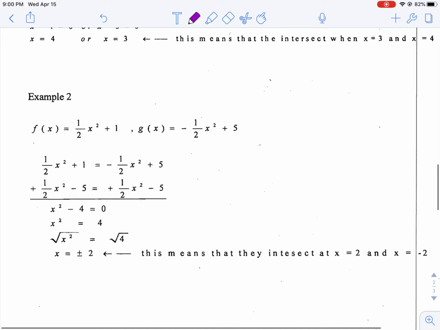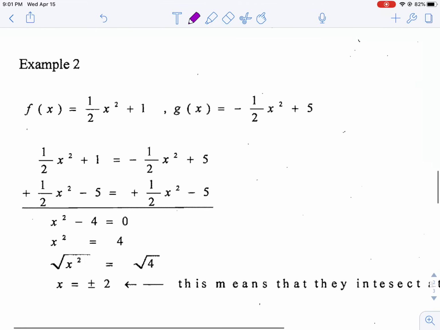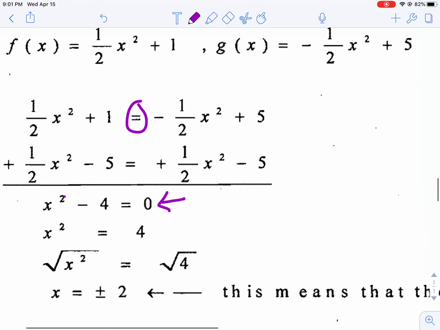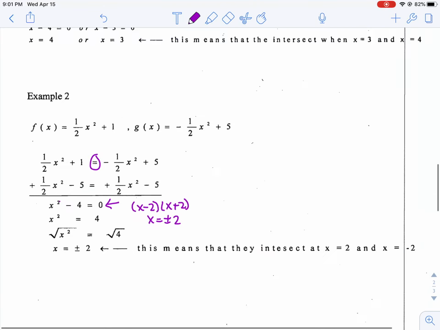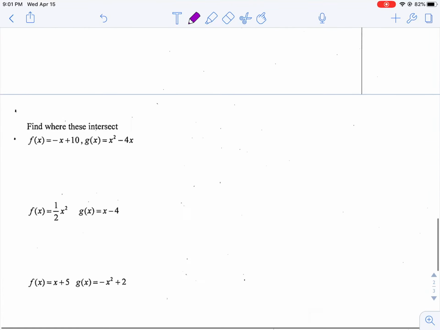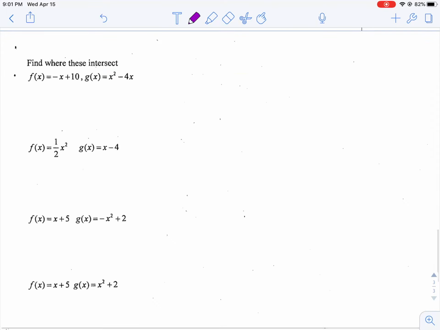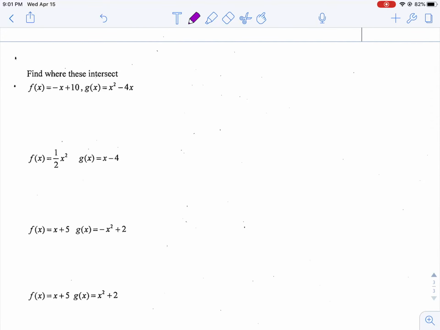The second example that is done for you just involved some fractions. So just a different, still equating. We're still setting them equal to each other. We still move everything over from one side to the other. It still equals 0. Now from here you could have chosen to take the square root, which is what is shown, or you could have done x minus 2, x plus 2 and gotten the two different values as well. Okay, so either one of those. So it intersects at two different places.